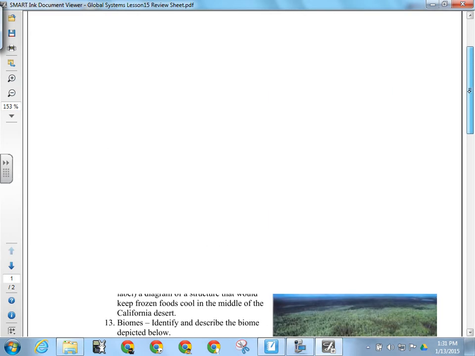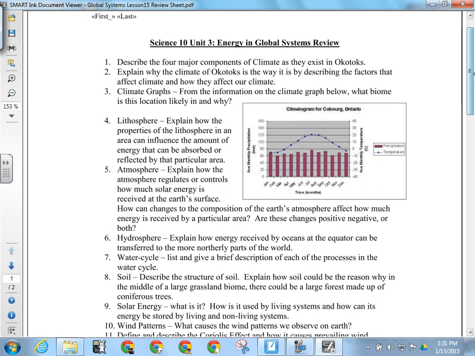Just the ones you think most impact Okotoks, for number 2. So explain why the climate of Okotoks is the way it is. First, you have to describe the climate of Okotoks. You'd have to say Okotoks' climate is relatively dry. There's variable amounts of light throughout the year. So we're describing the components here: temperature, light, precipitation, and wind. Wind is generally out of the southwest, and so on.